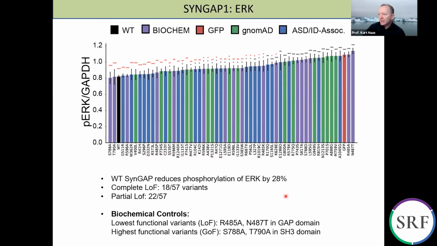So what we find is that wild type SYNGAP reduces phosphorylation of ERK by 28%, and there's complete loss of function in 18 of the 57, partial in 22 of them. The lowest ones here are sort of biochemical controls, as well as the highest ones. So the highest ones are more functional than, or equally functional to, wild type.